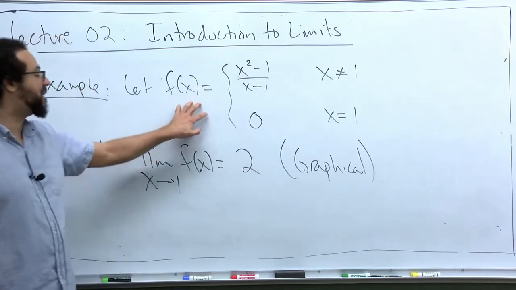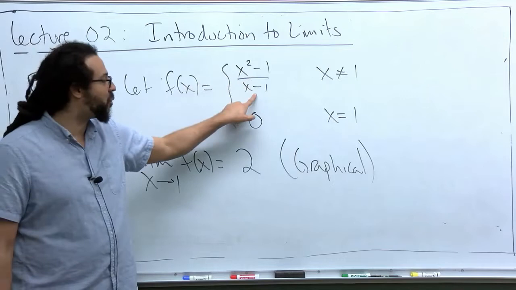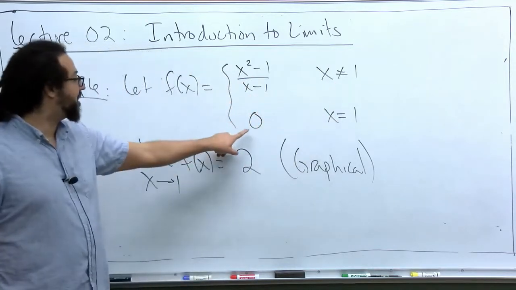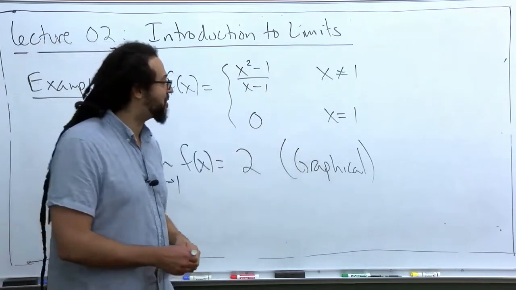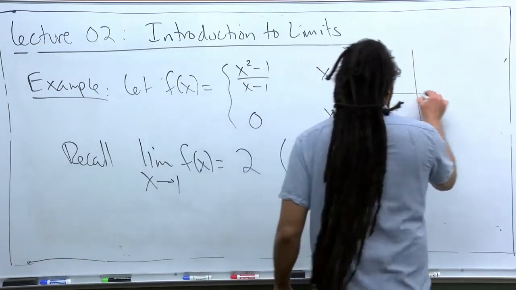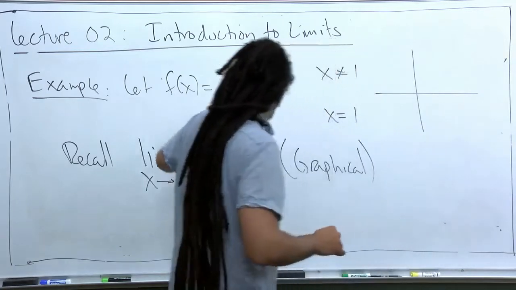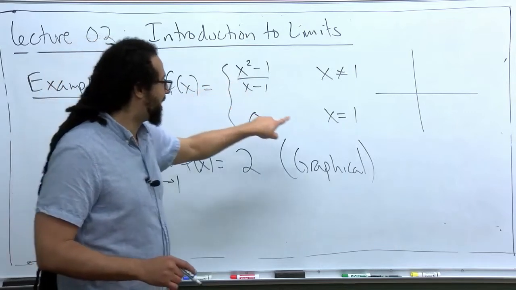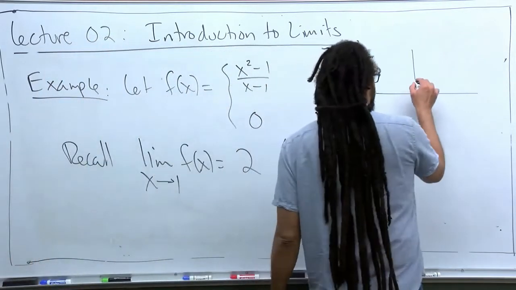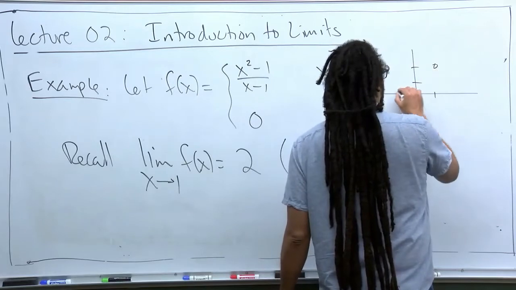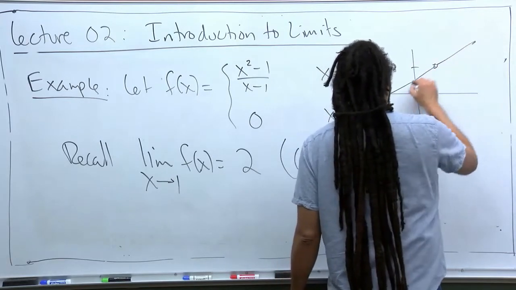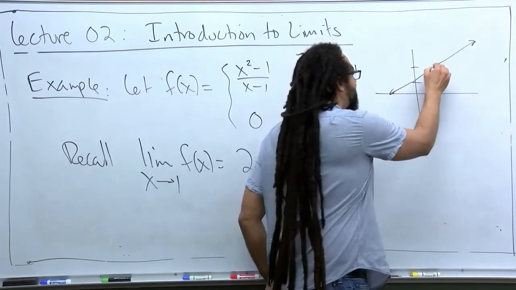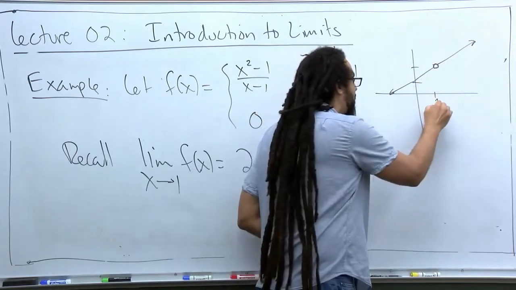This funny looking piecewise defined function: x squared minus 1 over x minus 1 when x is not equal to 1, and then 0 when x is equal to 1. So we drew a picture of that, and we saw what it looked like. We kind of reduced it and said, okay, it looks like x plus 1 except at x equals 1. And so we saw that the function looked something like this, right? So we had this deleted point at x equals 1.